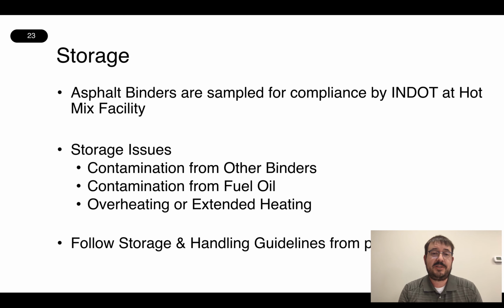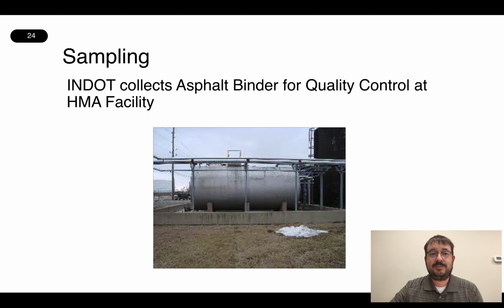Another storage issue to be cognizant of during plant manufacturing is overheating or extended heating of the asphalt binders. This will create additional aging and stiffening of the asphalt binders at the facility. It's imperative always to follow storage and handling guidelines from the asphalt binder producers. INDOT collects asphalt binders for quality control at HMA facilities.